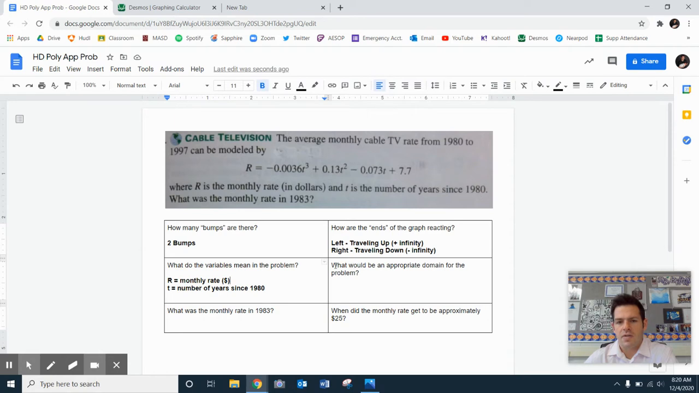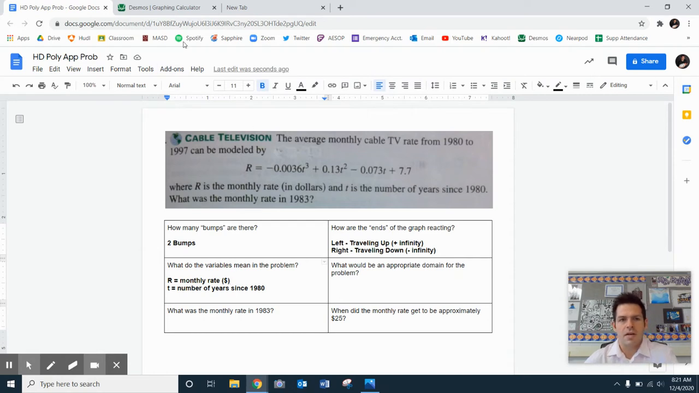So the first question that we're going to look at in this video says, what would the appropriate domain for the problem be? So you know at this point the domain is talking about the x values on a graph. Here the x value is being replaced by the letter t, which is the number of years since 1980. And it does say up in the write-up here that we're looking specifically at the average monthly cable TV rate from 1980 to 1997, with 1980 being year zero.